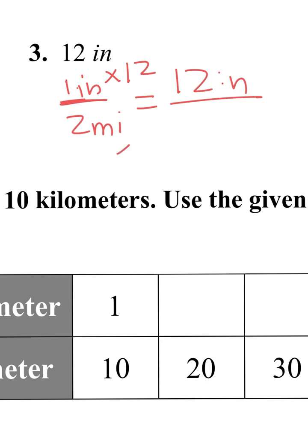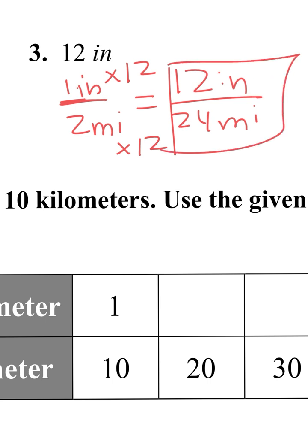So 2 times 12, and what's 2 times 12? That's 24. And it's 24 what? Miles. So on the map, it's 12 inches, but in real life, it is 24 miles. Okay, moving on to number 4.